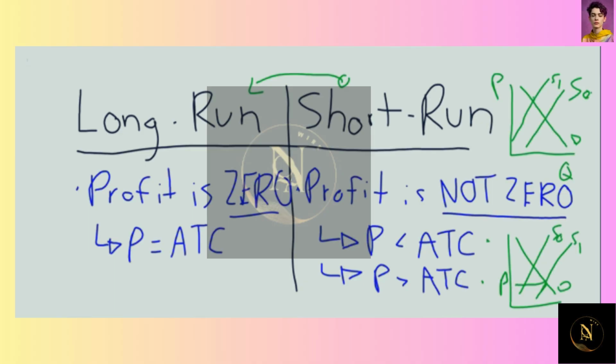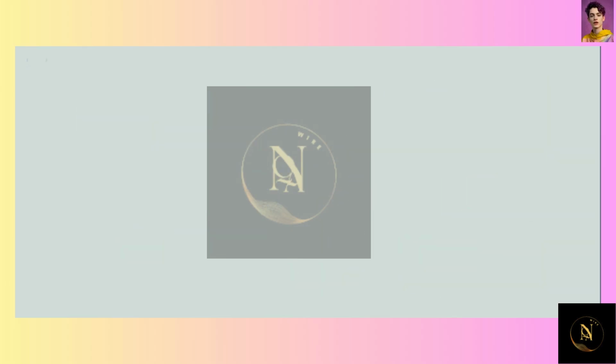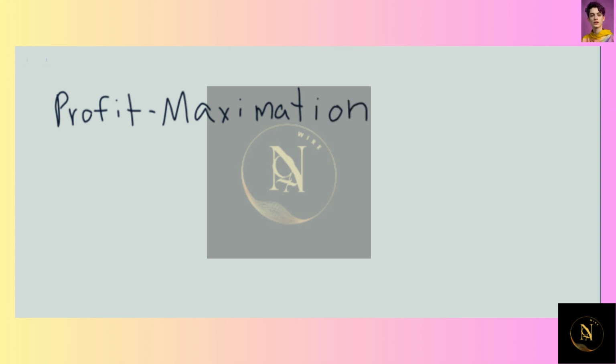So now that we got that, we should understand profit maximization. If you are a firm, the first question you need to address is your quantity. How much are we going to produce? Like, how much of our certain good are we going to produce?